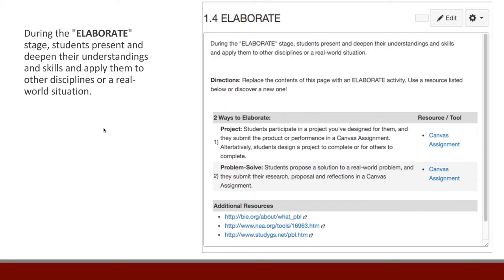Following that is the Elaborate stage, and this is set up as an assignment, which just means that you're giving students the opportunity to demonstrate their understanding or to apply their understanding to a real-world concept. That could be through a problem that they solve, a world problem, or it could be through a project or a product that they create.